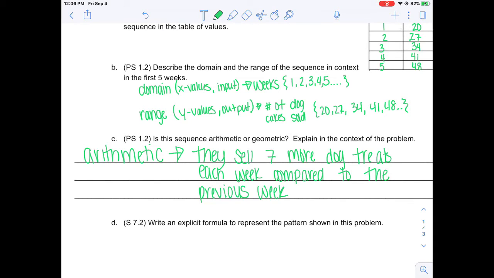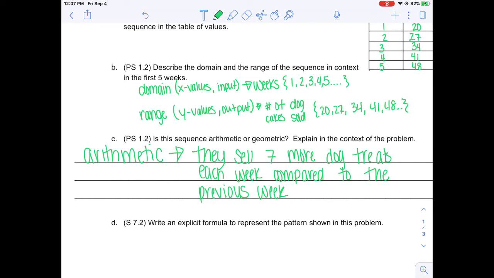And I want this explanation in the context of the problem because that's what the standard is assessing, whether or not you can describe what's going on in the context of the problem. So I will not accept that you add 7 because that is not in the context of the problem. We're talking about dog cakes and weeks, so I want all that thrown into your answer.